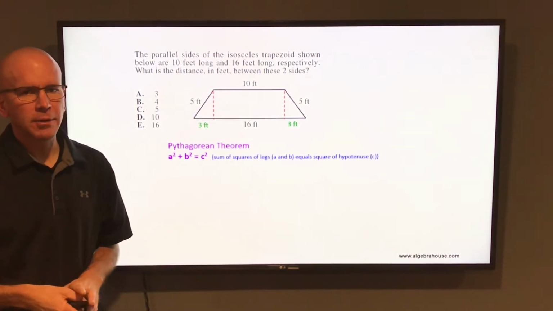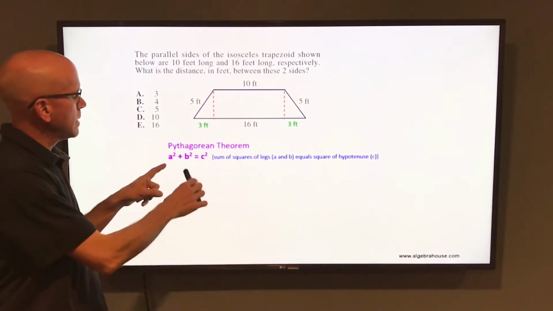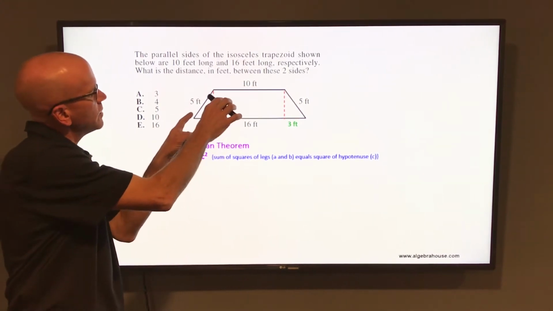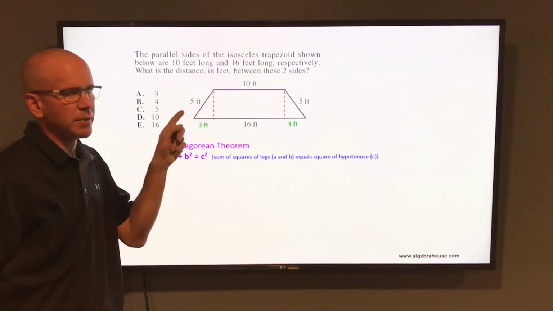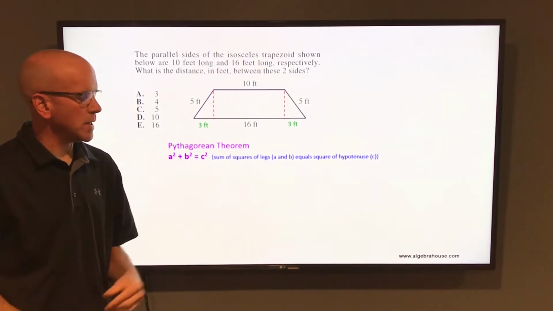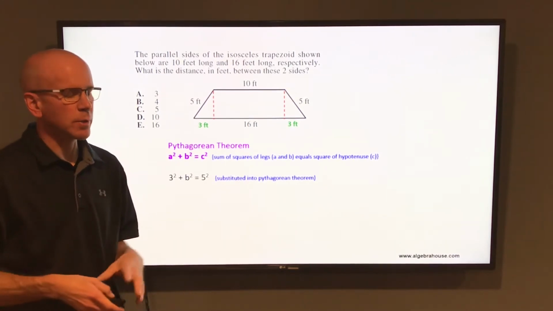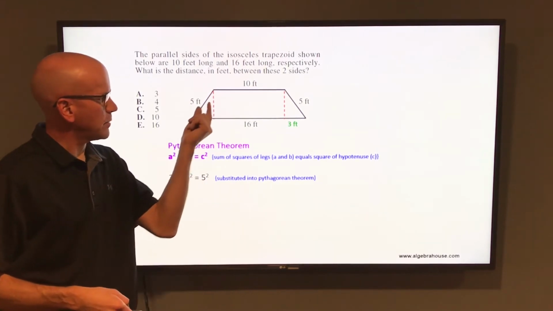So you can bring back your old friend, the Pythagorean theorem. Pythagorean theorem is a squared plus b squared equals c squared. The sum of the squares of the legs is equal to the square of the hypotenuse. So in this right triangle, the hypotenuse, the side across from the right angle, is 5. One of the legs is 3. It doesn't matter whether that 3 goes in for A or for B. So you can say 3 squared plus b squared equals the hypotenuse, or 5 squared.